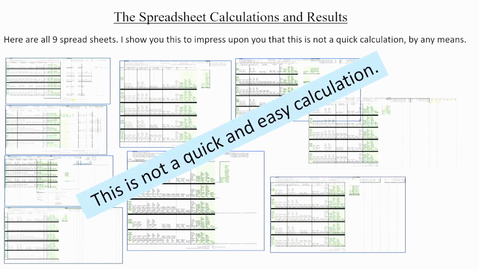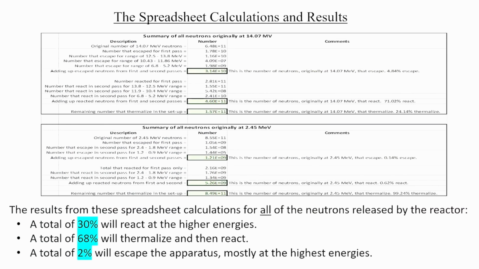Here are the rest of those 9 spreadsheets. And I show you this not because I know you can't read this, but I want to impress upon you that this is not a quick and easy calculation by any means. Let's talk about the results. The total that react for the neutrons is going to be about 30%.